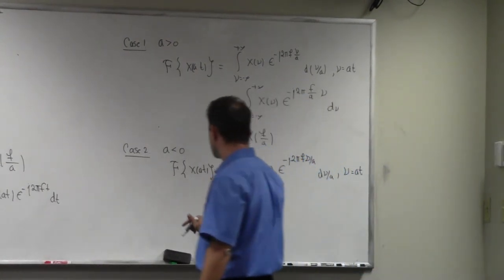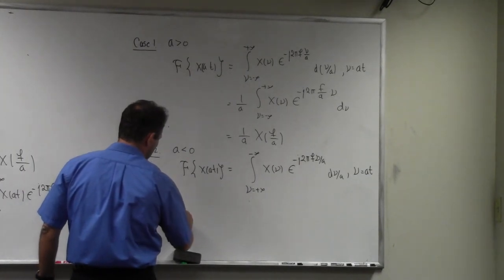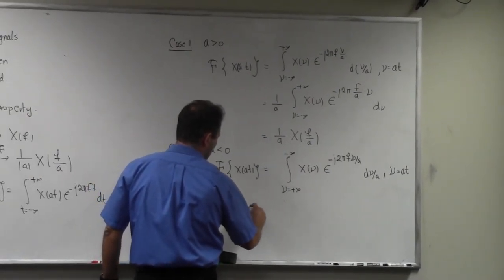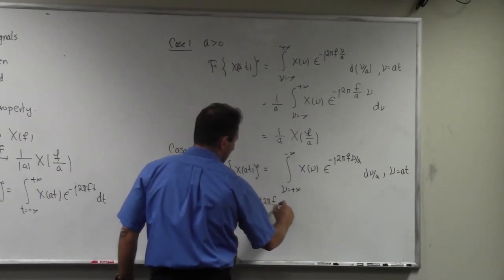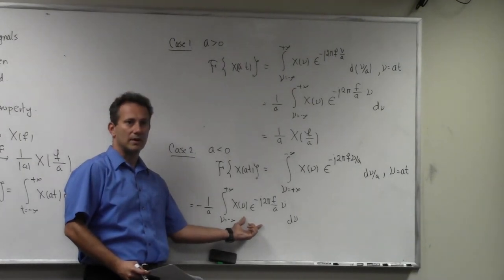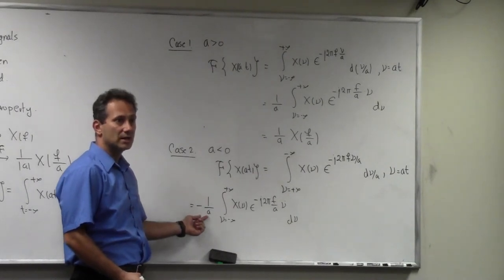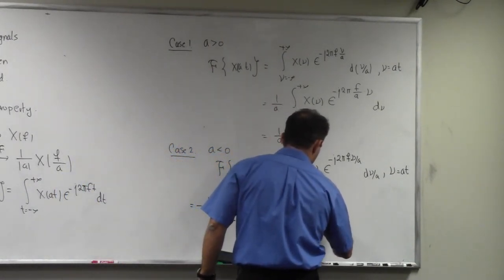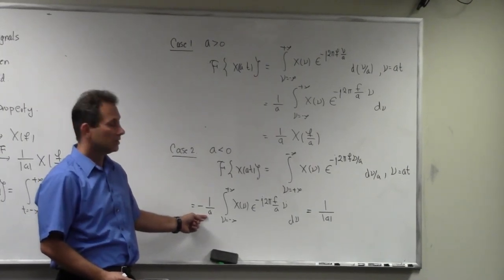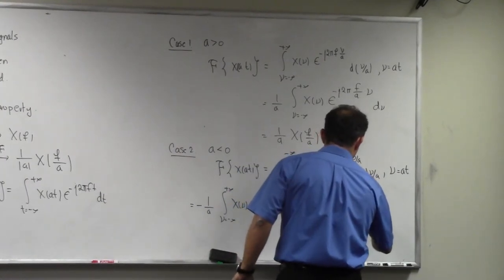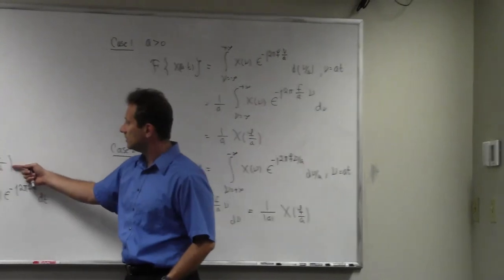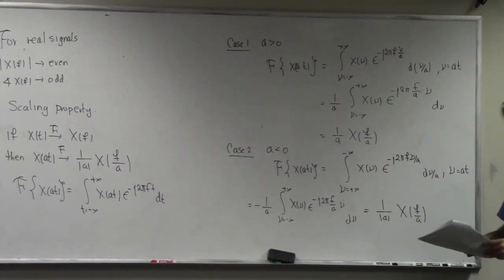Now if I rewrite this, this becomes minus 1 over a, and I'm going to swap the boundaries. Nu goes from minus infinity to plus infinity, x of nu e to the minus j 2 pi f over a nu d nu. You can see that this is, again, the Fourier transform, but instead of f, I have f over a. And then this is 1 over a. But since a is negative, I can write this as 1 over the absolute value of a. Why? Because minus a in this case is the same as the absolute value of a, since a is negative. So that's the first part, and then I have X of f over a. So both cases fit this statement, because the absolute value of a positive number is the number itself.